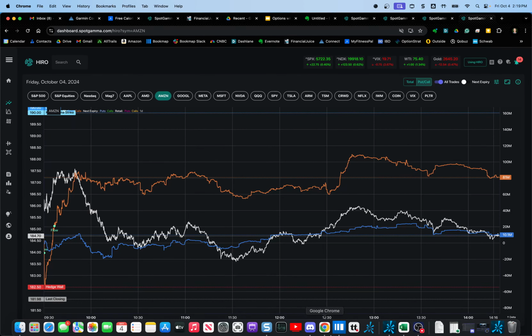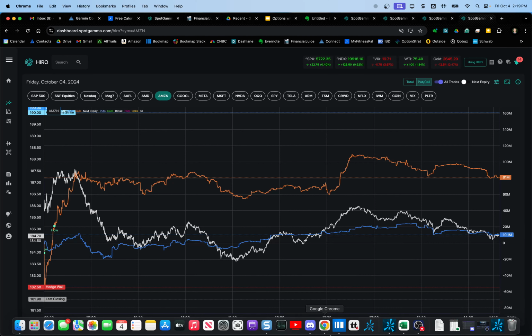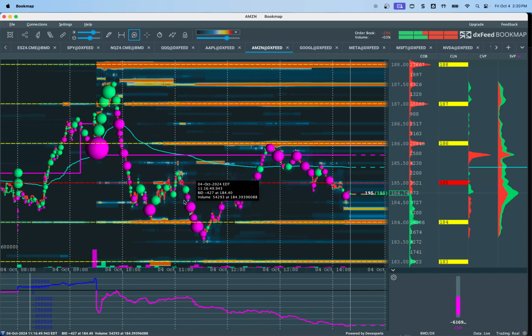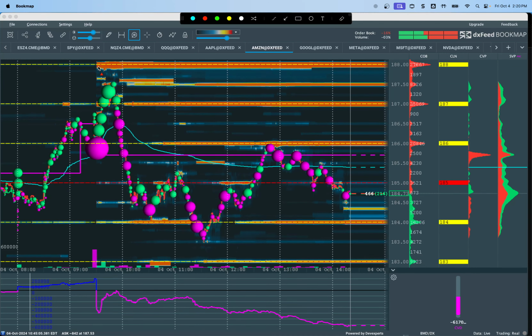Back to Bookmap. So there's that initial move higher. Green volume dots, aggressive buyers starting to come in. Buyers are exhausted. Call buyers take the foot off the gas. Aggressive sellers start to come in. Price moves lower. That's Amazon. Next one is Meta.